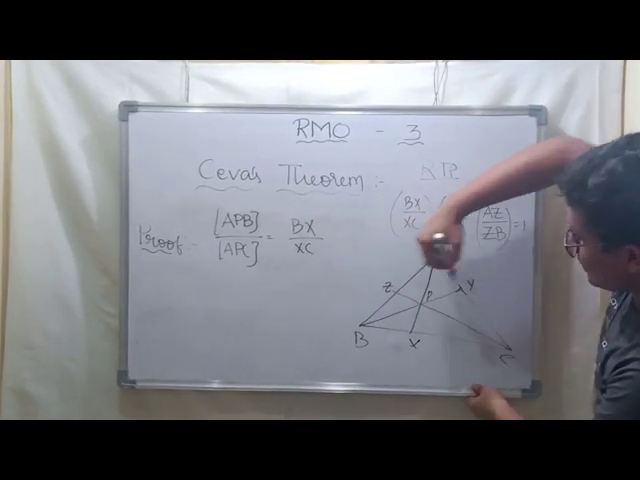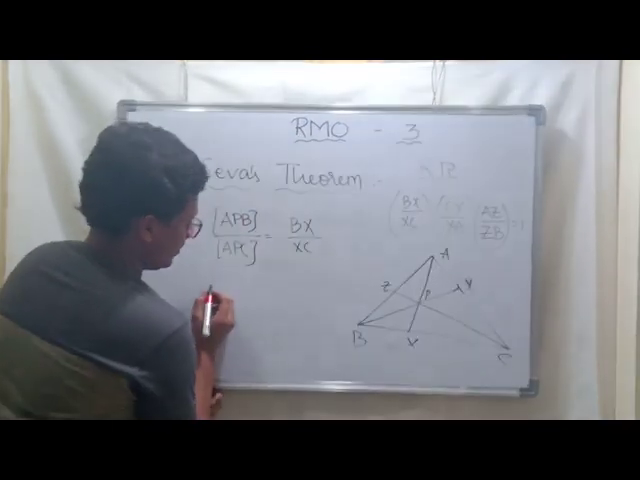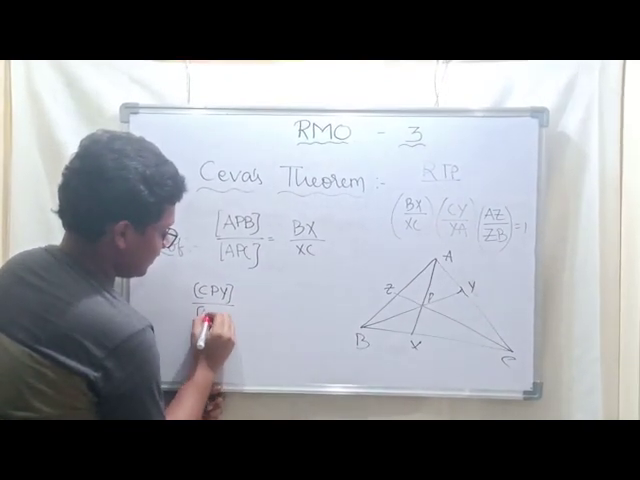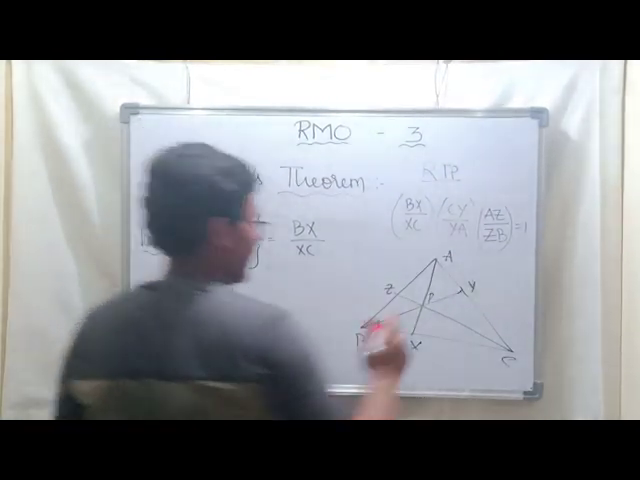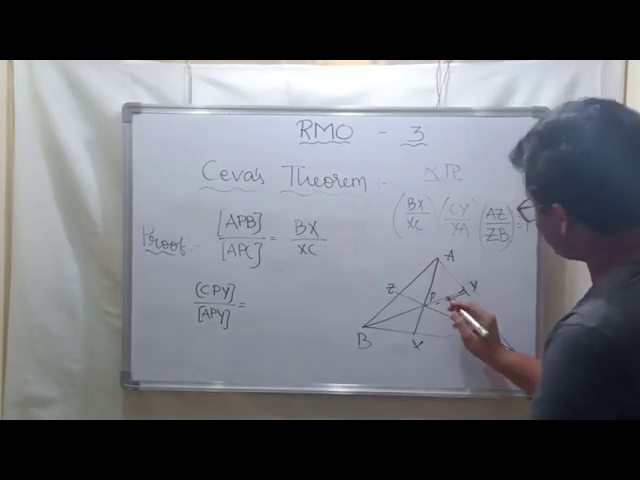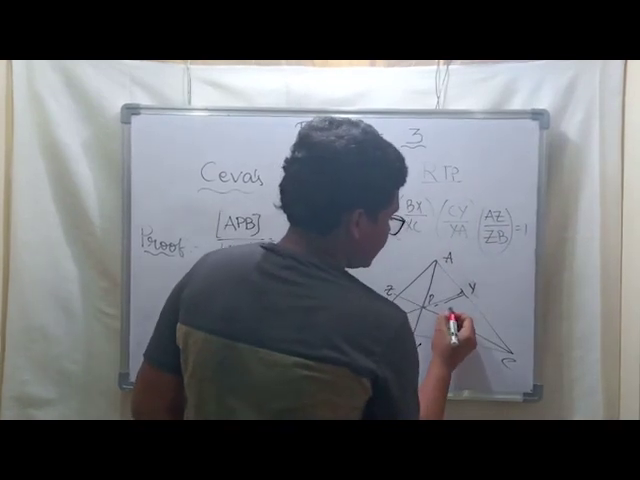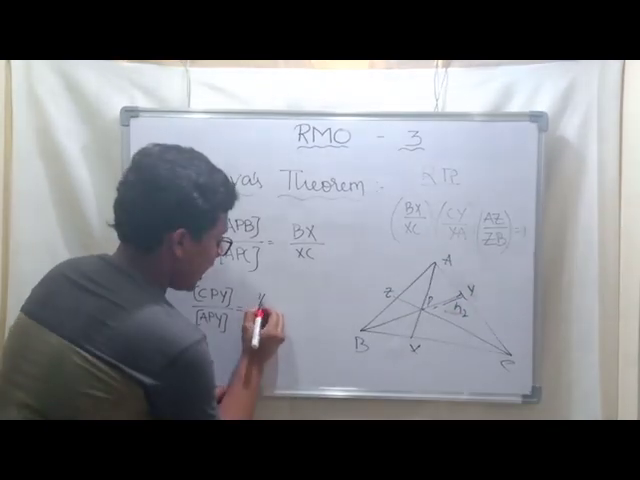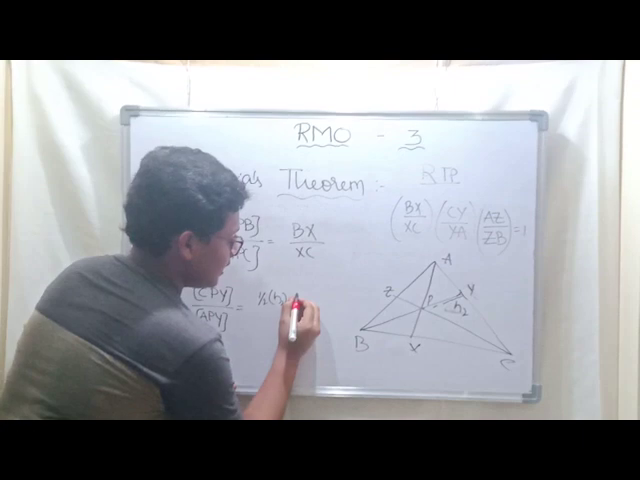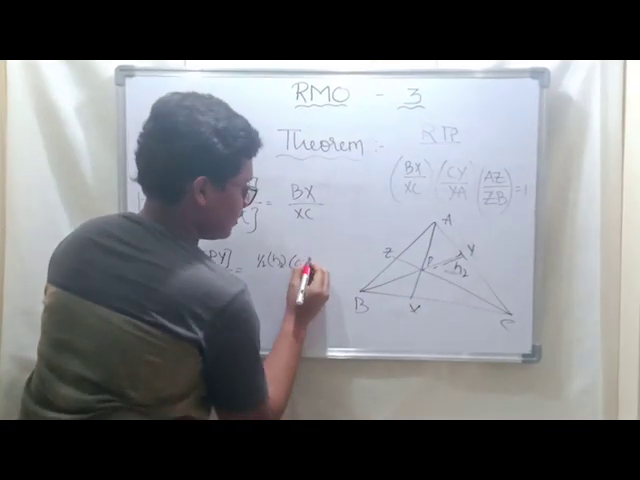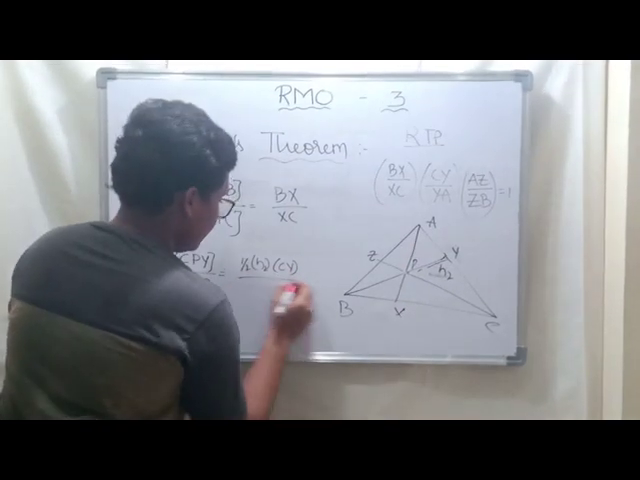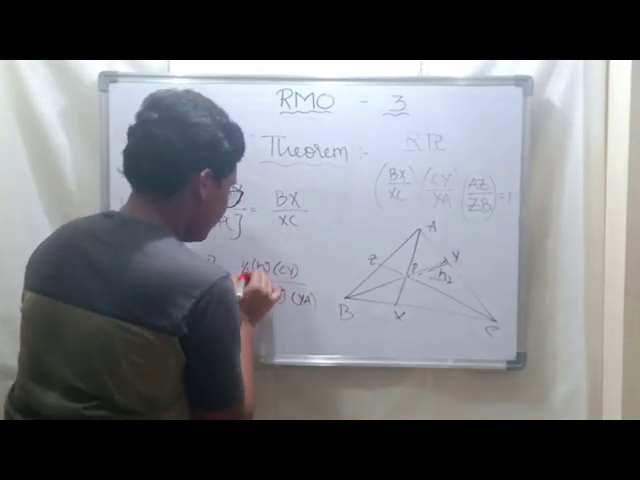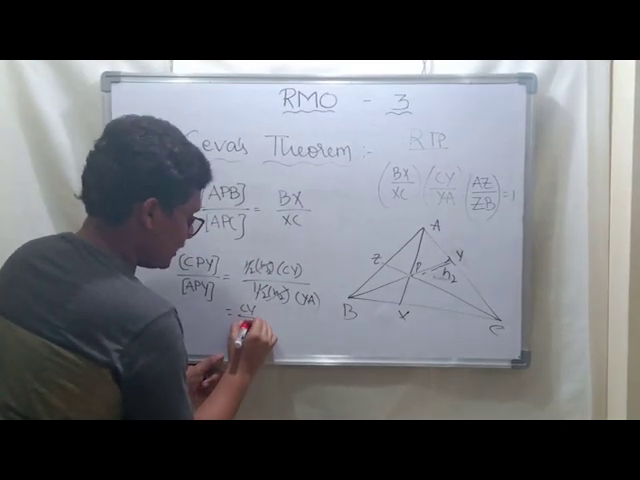Now we will take these triangles, CPY and APY. Area of triangle CPY by APY. These two triangles are of the same height. We will take this as H2. So half H2 into CY, the area of this triangle, by half H2 into YA. These two will get cancelled and we will get CY by YA.